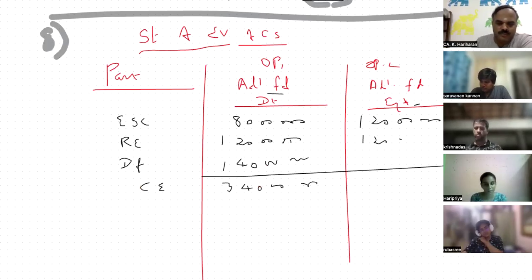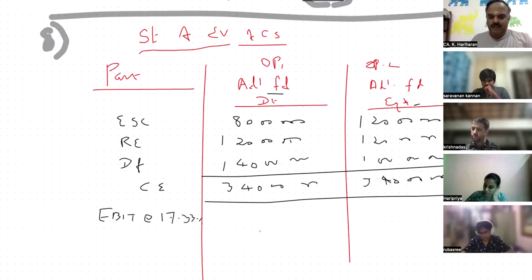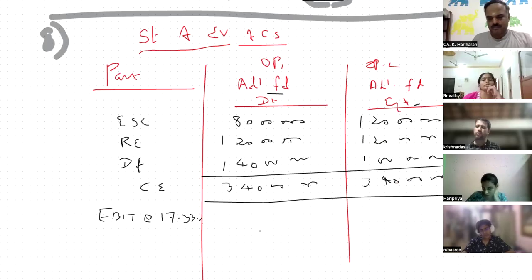EBIT is equal to, at the rate of what percentage? 17.33%. Apply 17.33% to 3 crore 40 lakhs. After getting the additional fund, we get a profit of 58,92,200.